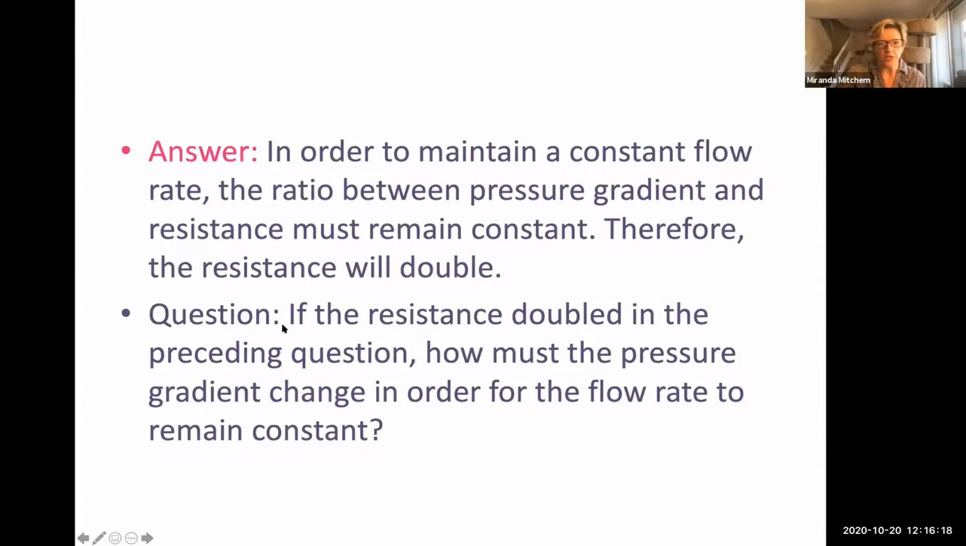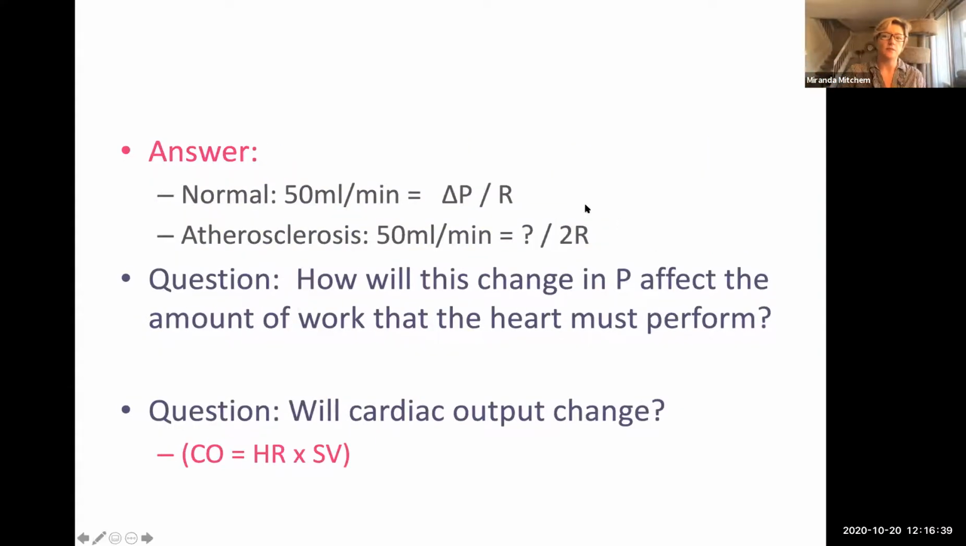So another question, I've tried to separate the questions from the answers. This is another question. The answer is on the next slide. So what happens if we double the resistance? What has to happen to the pressure gradient to keep the flow constant? So let's plug that in. Here's our formula: flow is equal to the change in pressure divided by resistance.